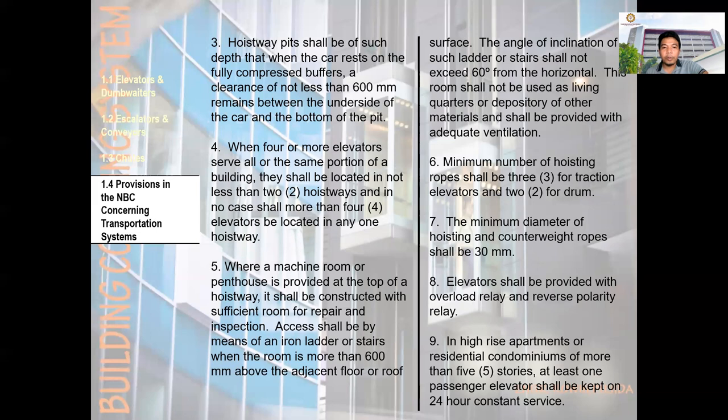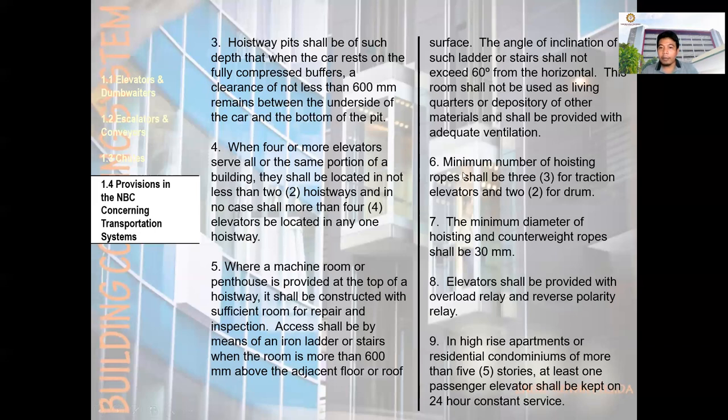And then number five, where a machine room or penthouse is provided at the top of a hoistway, it shall be constructed with sufficient room for repair and inspection. Access shall be by means of an iron ladder or stairs when the room is more than 600 millimeters above the adjacent floor or roof surface. The angle of inclination of such ladder or stairs shall not exceed 60 degrees from the horizontal. This room shall not be used as living quarters or depository of other materials and shall be provided with adequate ventilation. That is for the machine room.